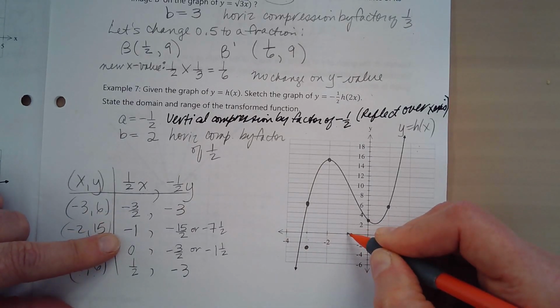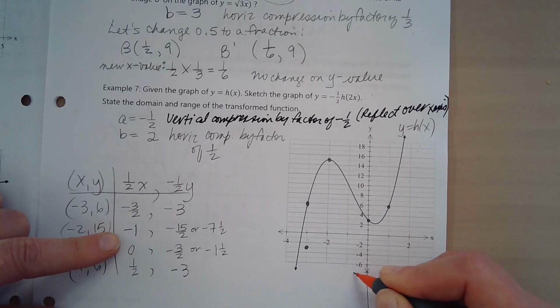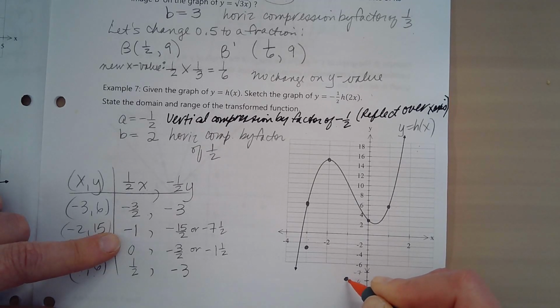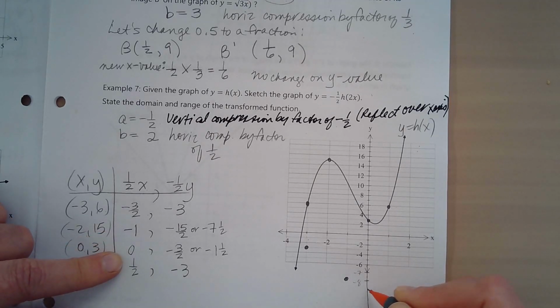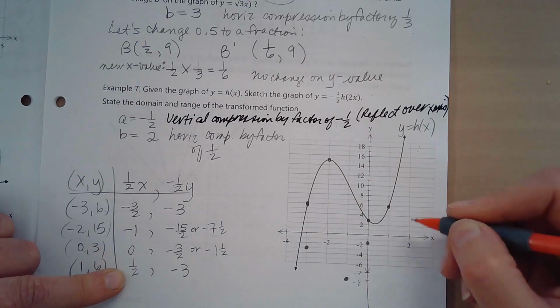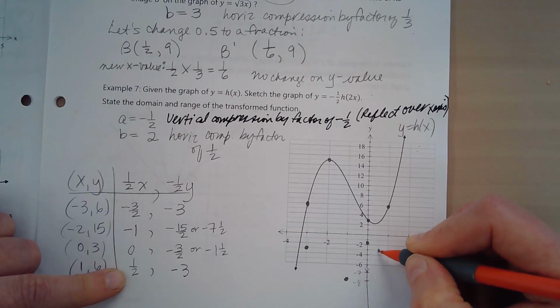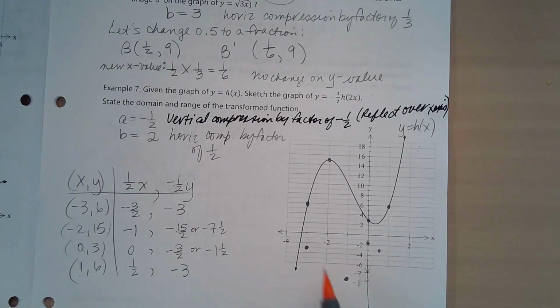Negative 1, negative 7 and a half, and this is too short, right? Negative 6, negative 7, negative 8. This is not that nice. Negative 1 comma negative 7 and a half, so it's about right here. 0, negative 1 and a half. And 1/2, negative 3. Okay. So this is my order.